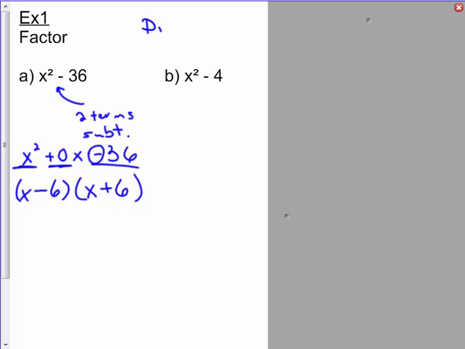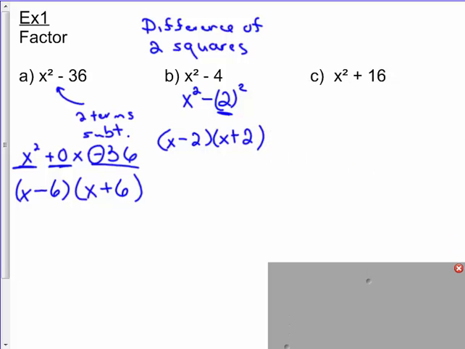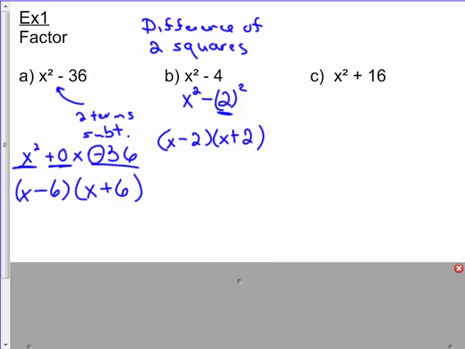X squared minus 4, it's known as a difference. Difference means subtraction of two squares. We have x squared, and then we have 4. Well, how can I think of 4? I can think of 4 as 2 squared. So, what is this going to factor into? They're going to be the same, except one's positive, one's negative, and it has to be 2. So, it's going to be that number in there, because 2 times negative 2 is negative 4, and the middle term drops out.